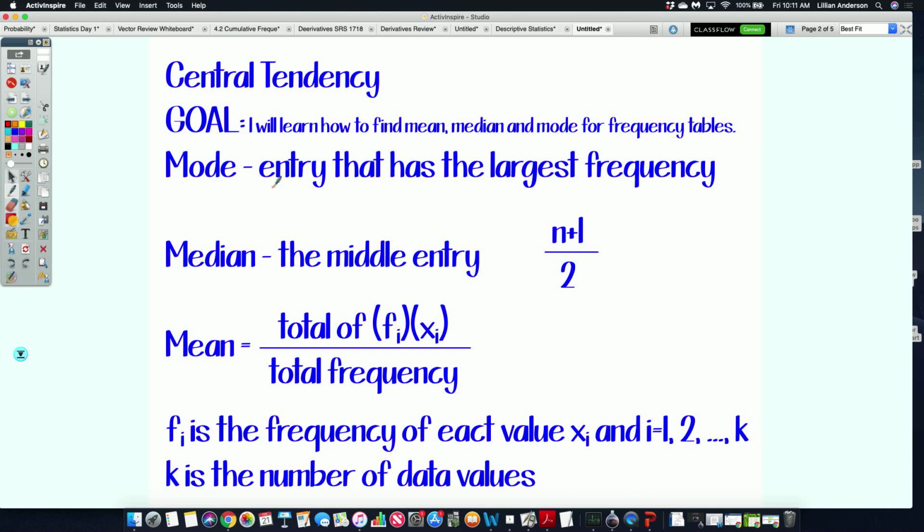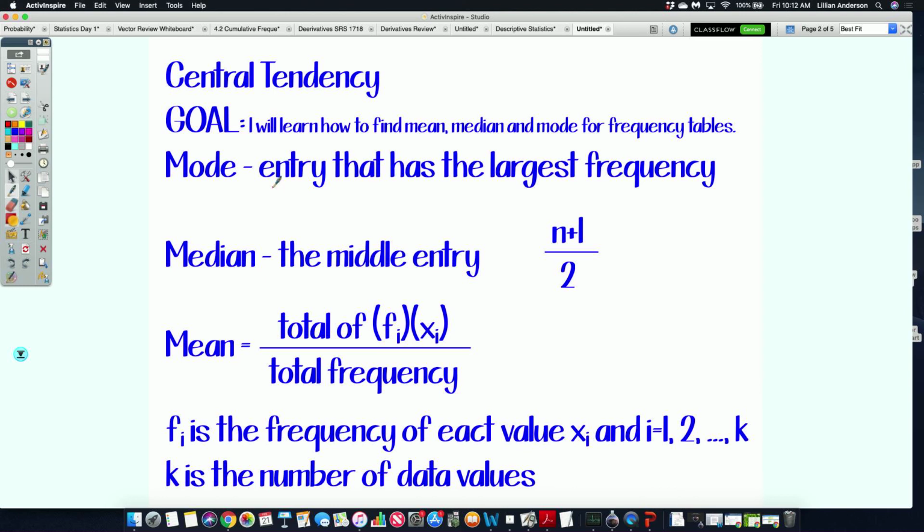Mode, that's the one that appears the most. If you were going to list the data, it was the one that showed up the most. When you're looking at a frequency table, it doesn't list out every single piece of your raw data, so the mode would be the part of your table that has the largest frequency. Median is still the term that's in the middle, and we'll still use the formula n plus 1 divided by 2 to locate where the median actually is.